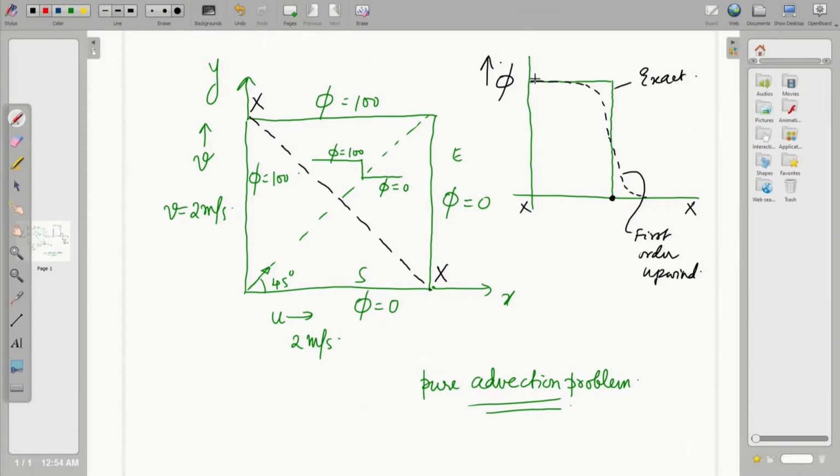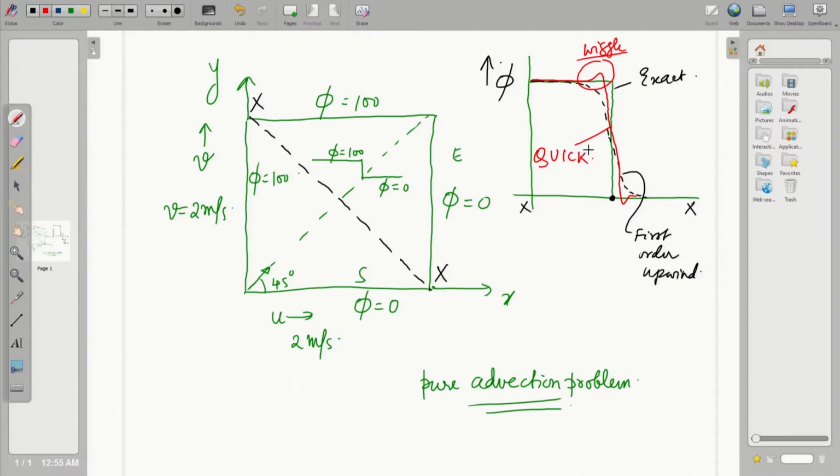How would QUICK respond? QUICK may respond with a little bit of wiggle here. It would actually capture the sharp change better than the first order upwind scheme, in a way that its response is sharper. However, it is developing the problem of wiggle. So, the red line is the response of QUICK.